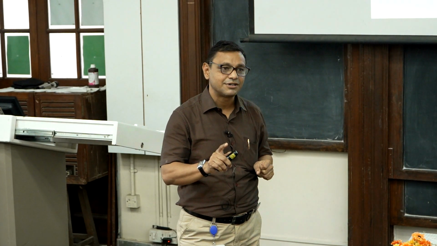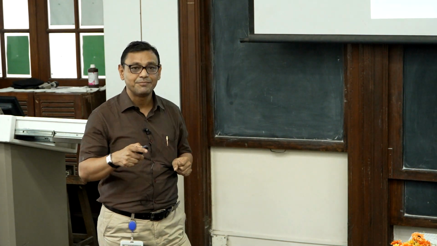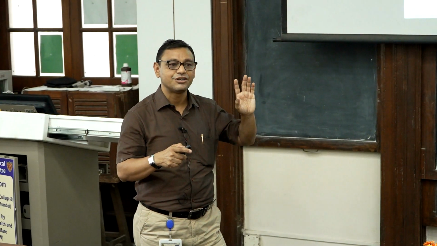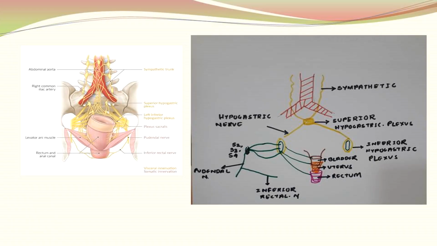But the cause of infertility, in case it's the parasympathetic part, is the erectile impotence which is happening, and in case it's the sympathetic, it is basically retrograde ejaculation. Understood? This is the only important thing in the anatomy of the rectum on which MCQs can be based. So just clear this picture.